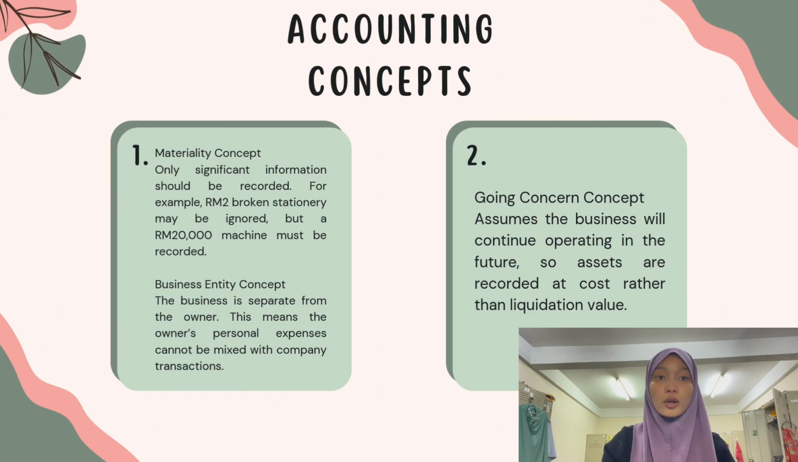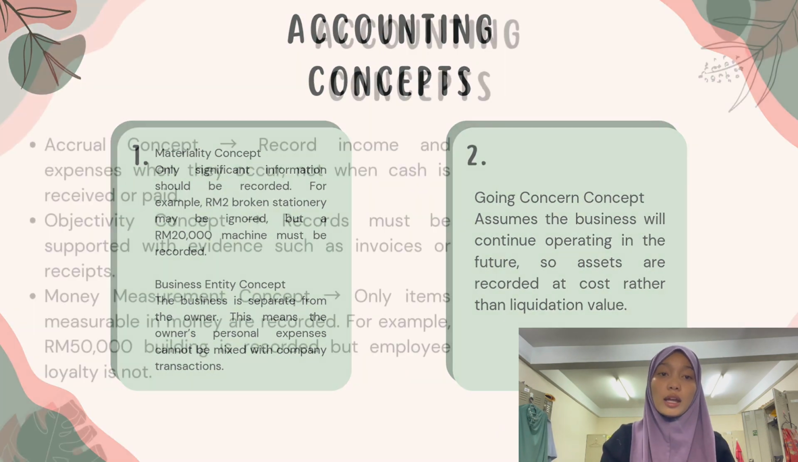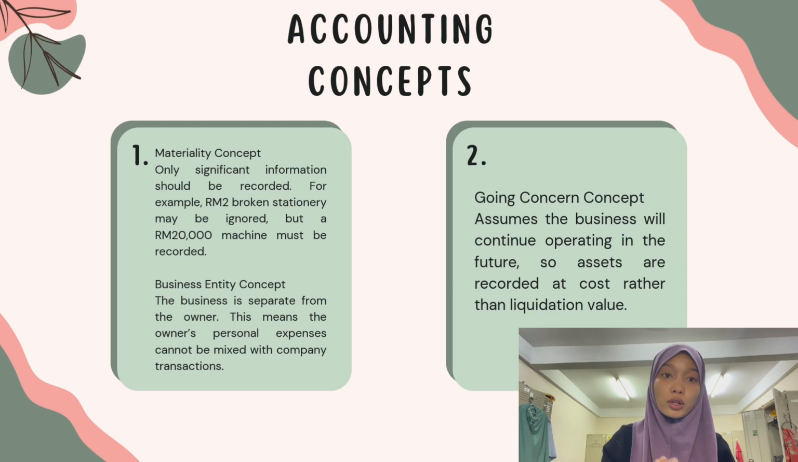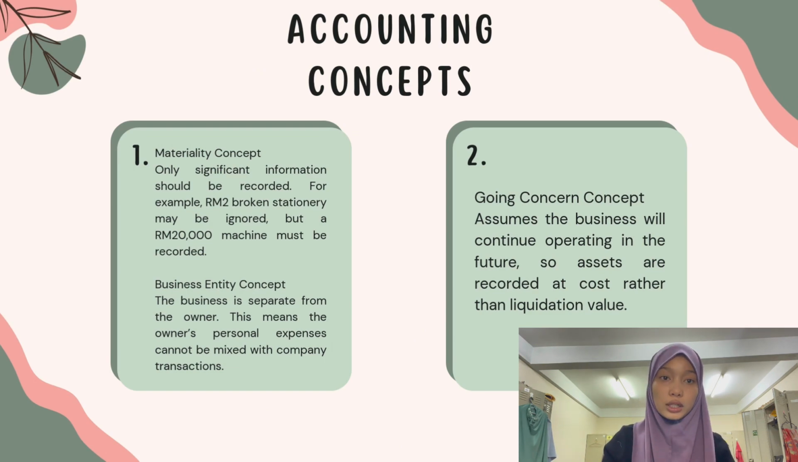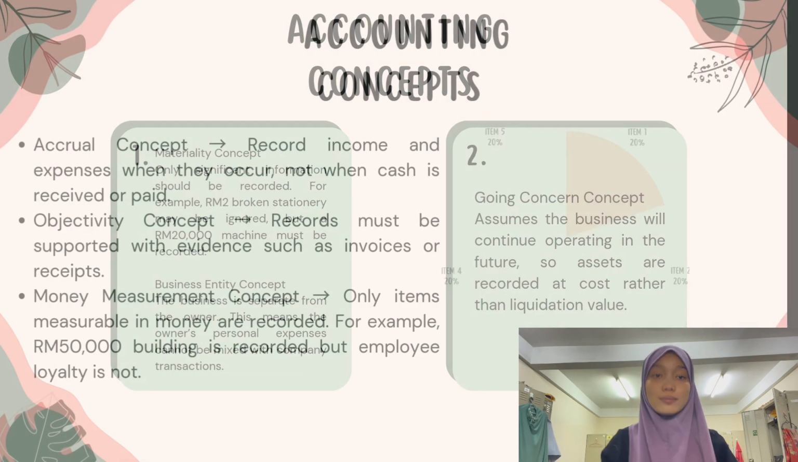Okay, now I'm going to explain the accounting concepts. First of all, the materiality concept. Only significant information should be recorded. For example, a 2 ringgit broken stationery item may not matter, but a 20,000 ringgit machine must be recorded. Second, the business entity concept: the business is separate from the owner. This means the owner's personal expenses cannot be mixed with company transactions. Thirdly, the going concern concept assumes the business will continue operating in the future. So the assets are recorded at cost rather than liquidation value.